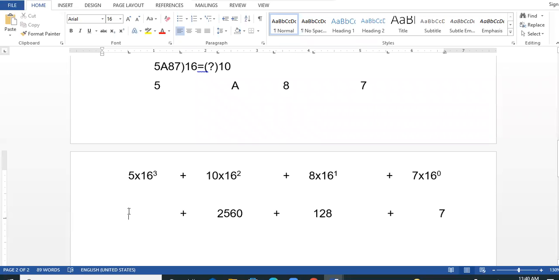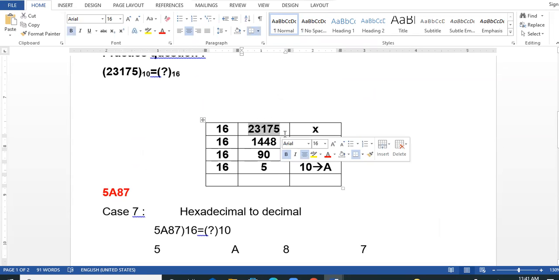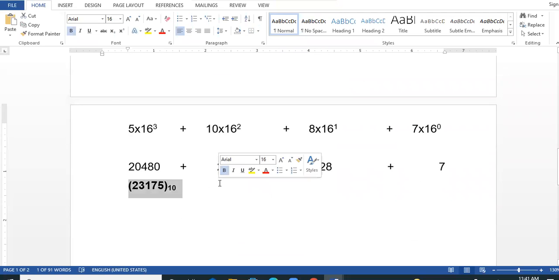Then we have 5 into 16 into 16 into 16, which is 20480. Now adding up all these values, we get 23175 to the base 10, that is decimal. Clear to everyone what I have done? So you can verify here. Yes, our answer is correct. Right? Any doubt? Any doubt?